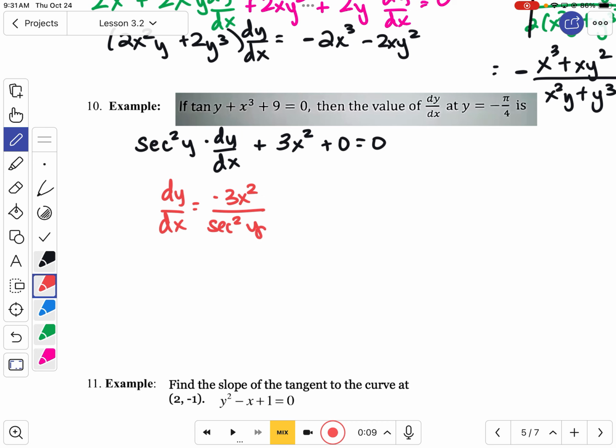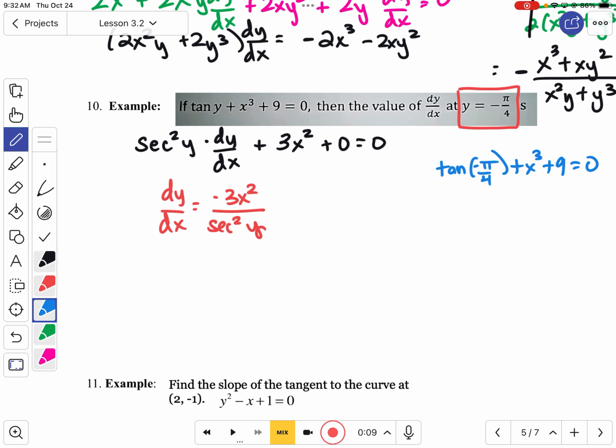Okay, so I'm going to leave it right there for a second. Did we get that? If we got that, then we're halfway there. Now, here's the tricky part. When we get ready to plug in to find the value, they tell me that the y value is negative pi over 4. But in order to evaluate the derivative, not only do I need y, I also need x. So where are we going to go to get that x value? The original expression. So we're going to take the tangent at negative pi over 4 plus x cubed plus 9 equals 0, because I need an x and a y to be able to plug into the derivative formula.